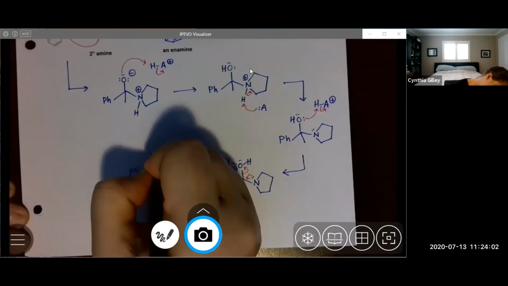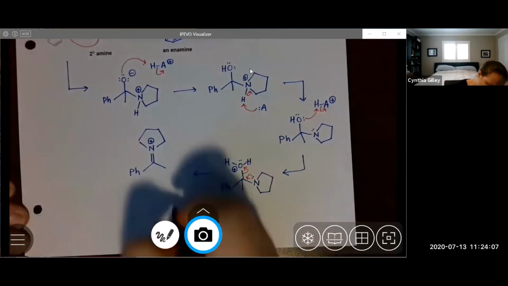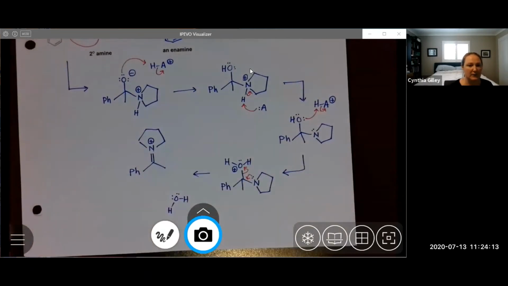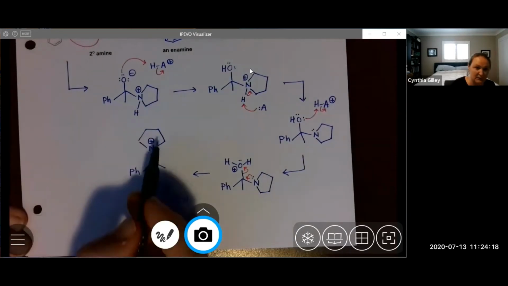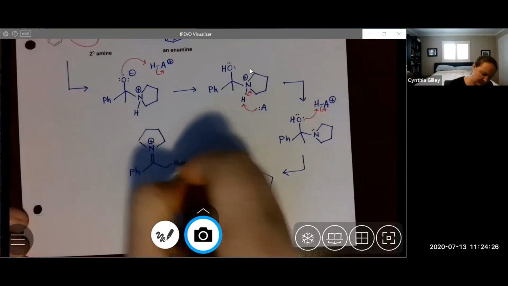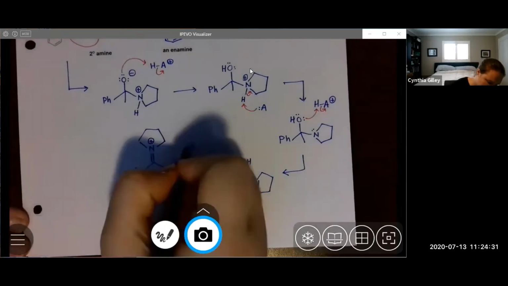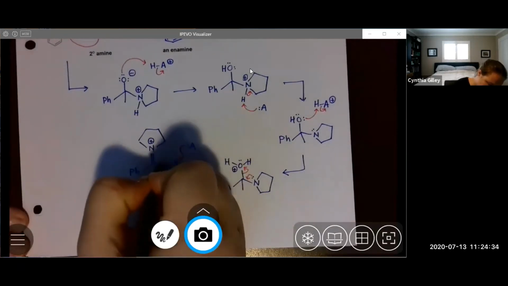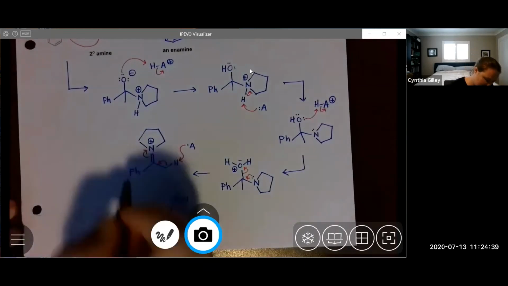Now we kicked out water. You can draw that as a byproduct here. And we have a positively charged nitrogen. There's no proton to deprotonate attached to the nitrogen. So instead, we'll take a proton from the beta carbon. We'll draw in our generic base. Go ahead and pick a proton. Then electrons can shuffle all the way up to the nitrogen atom, leaving a lone pair on the nitrogen atom.